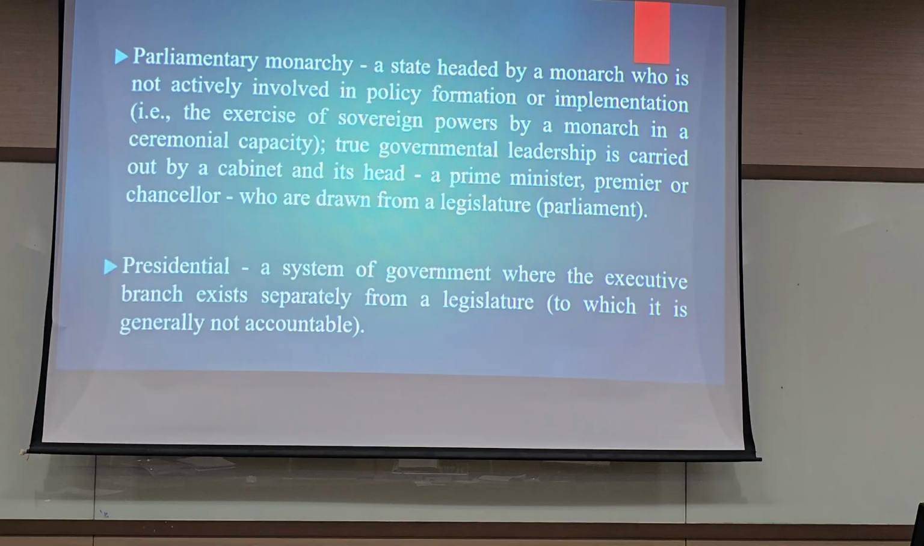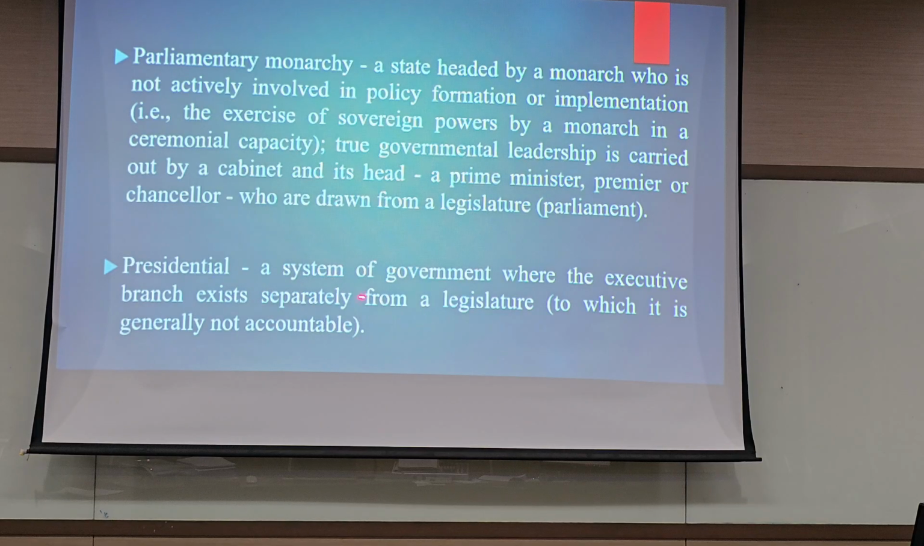Okay, parliamentary monarchy again. Remember, it's also not parliamentary democracy. A state headed by a monarch who is not actively involved in policy formation or implementation, that is, the exercise of sovereign power by a monarch in a ceremonial capacity. True governmental leadership is carried out by a cabinet and its head, a prime minister, premier, or councillor, who are drawn from the legislature. The king is there, but determined by the parliament.